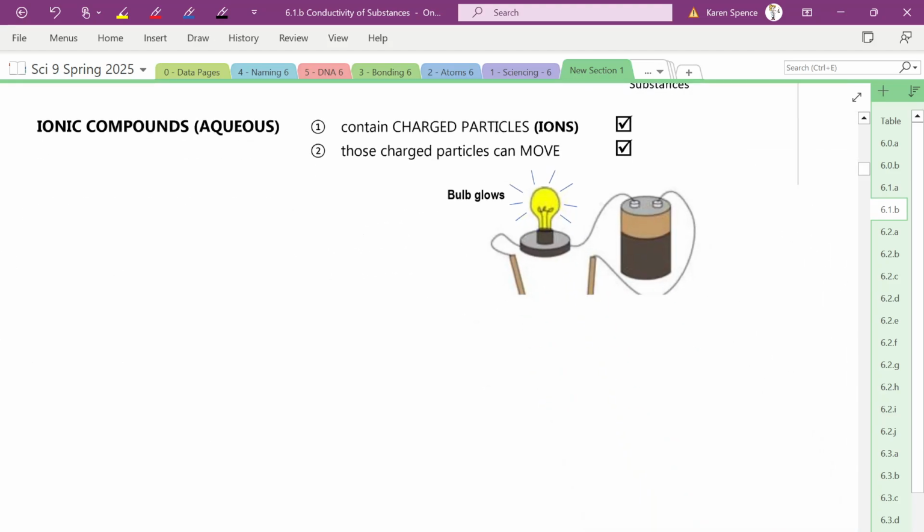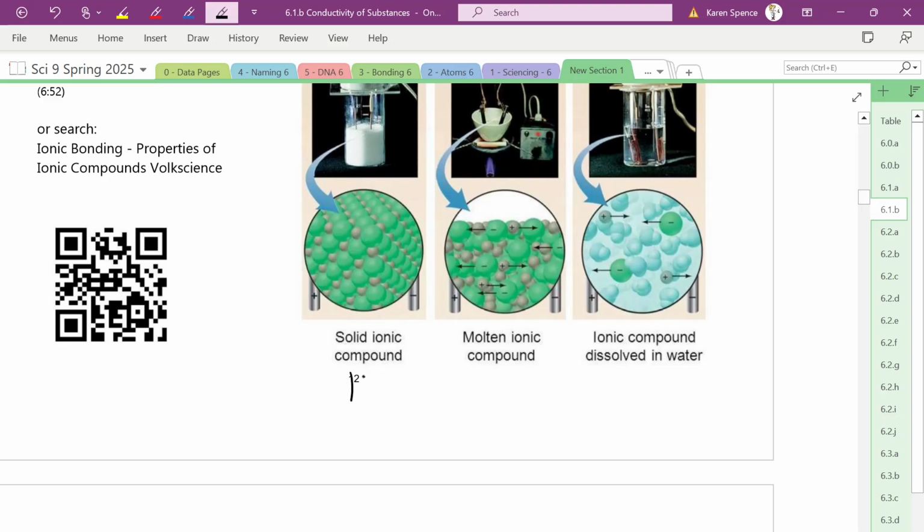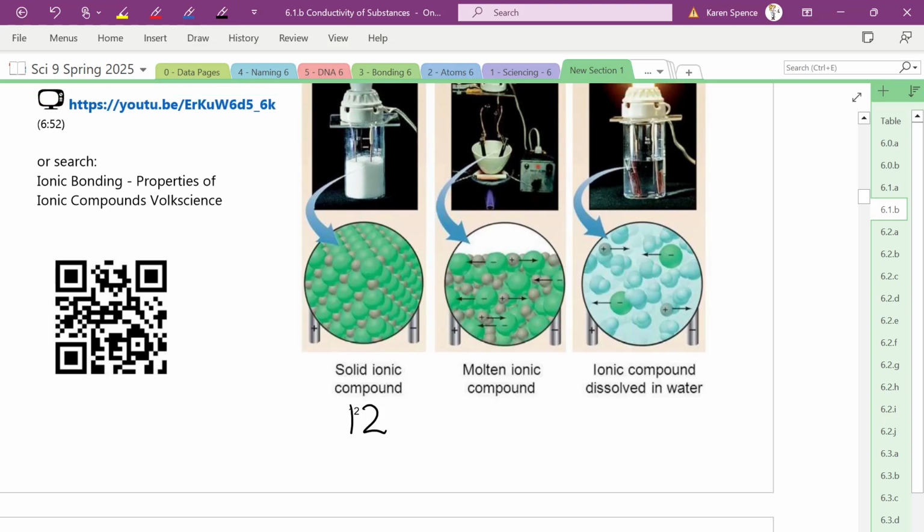Next page, if you have not yet labeled it, this is page 12. So if you've not labeled it page 12, you want to label that page 12.